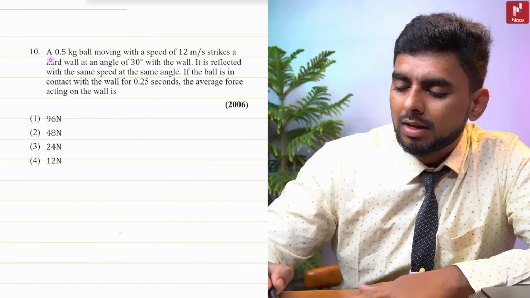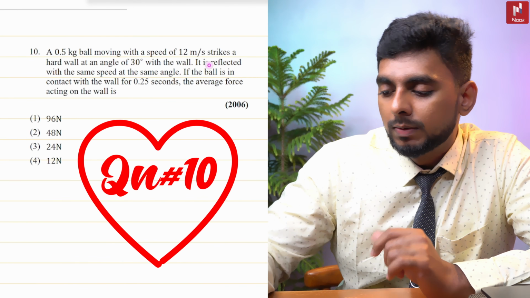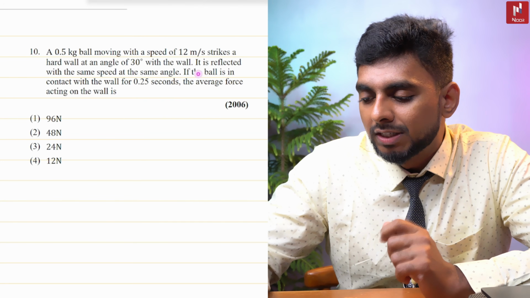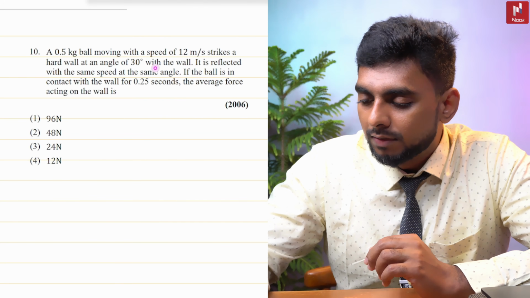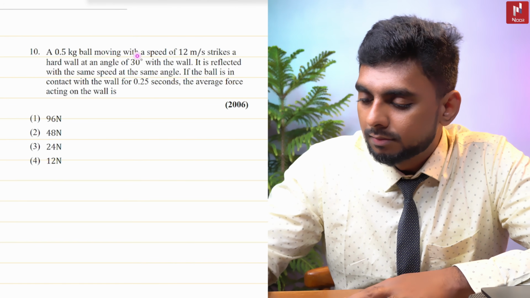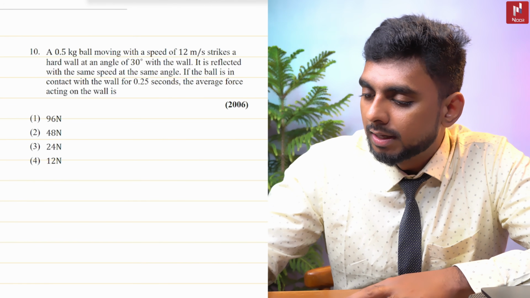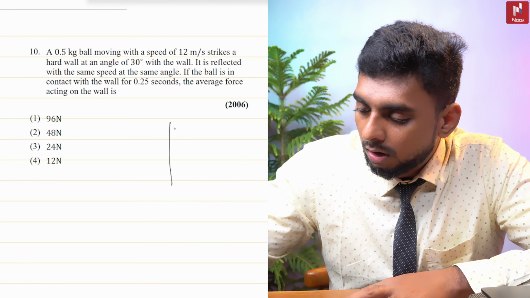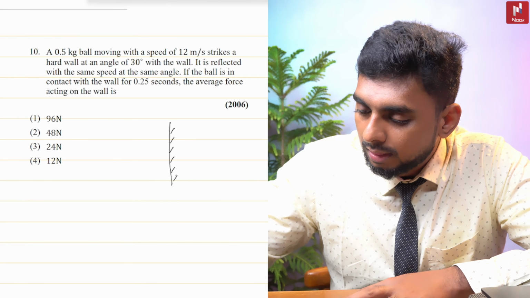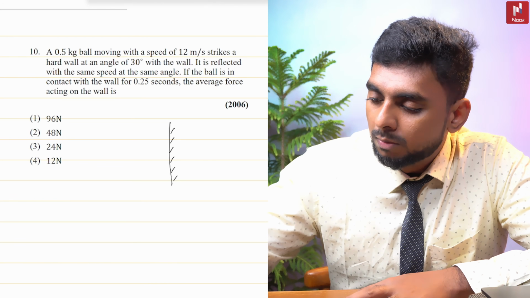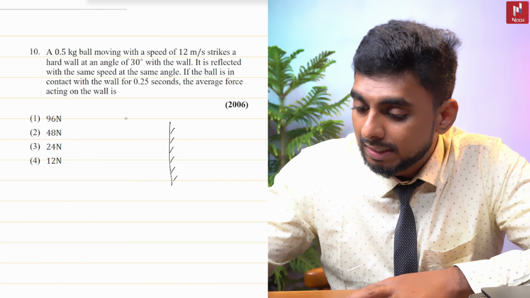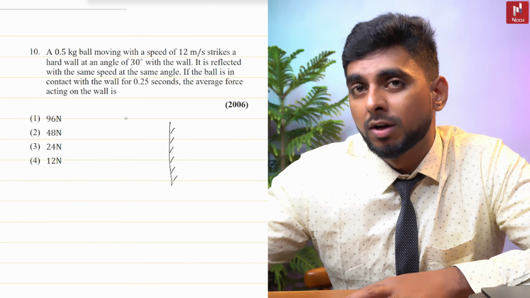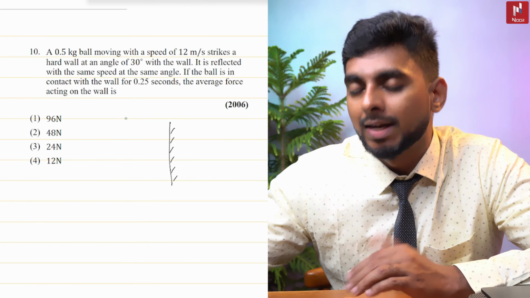This sum is: a 0.5 kg ball moving with a speed of 12 meter per second strikes a hard wall at an angle of 30 degree with the wall. Okay. So they have given us some statements. Based on those statements, let me draw the diagram. Here what we have is just a wall. And then a 0.5 kg ball moving with a speed of 12 meter per second strikes a hard wall at an angle of 30 degree with the wall. So not with respect to the normal of the wall.